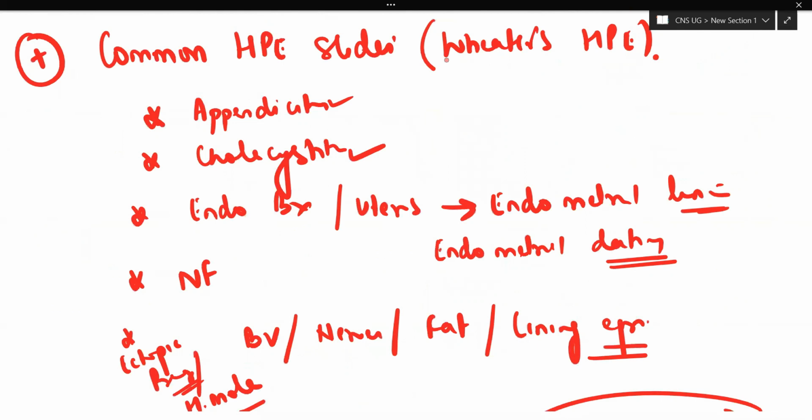Master those slides first so that you understand the ABCD of histology. As I am telling you the basics, understand what the blood vessels look like, how the nerves look like, what is fat, what is the lining epithelium. Unless and until you understand these basic things, you are not going to understand.